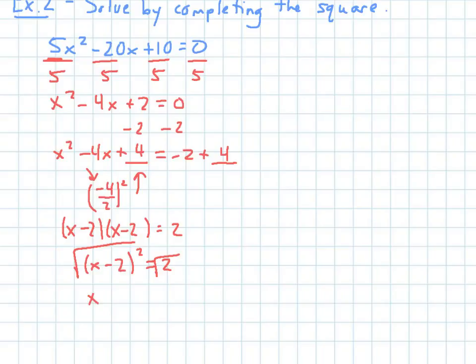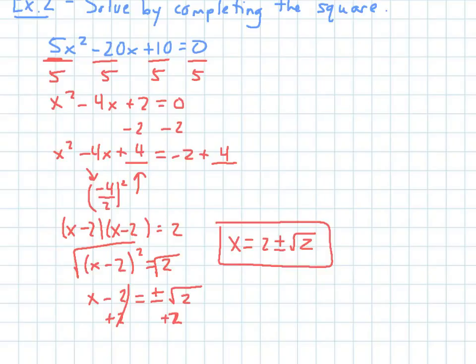Then from there I want to solve, so I want to square root both sides. Now remember that because you square rooted both sides, that means that you need to put in a plus or minus. And so then from there I want to add both sides by 2. So then x will equal 2 plus or minus square root of 2. Okay? And then that would be my solution for this problem.